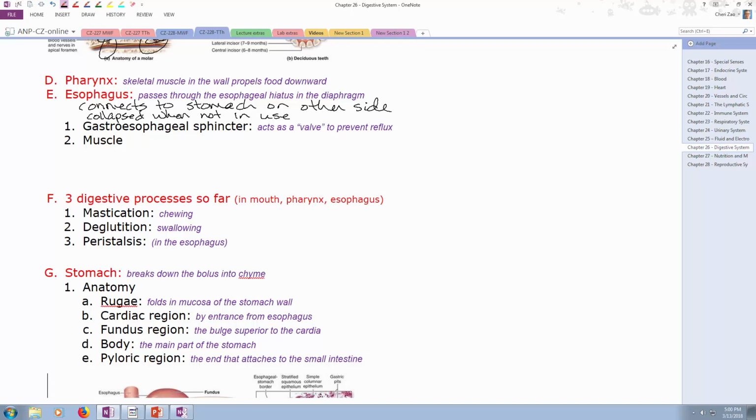At the stomach, we have the muscle that's around the lower aspect of the esophagus called the gastroesophageal sphincter. We say it acts as a valve to prevent reflux, but it is a circular arrangement of these muscle fibers that'll go around and actually squeeze down that opening. It is one of our weakest sphincters.